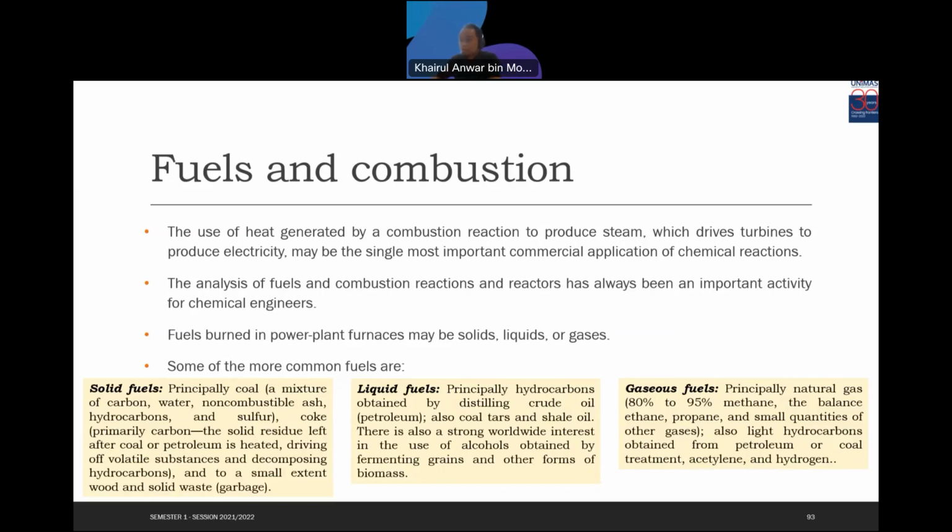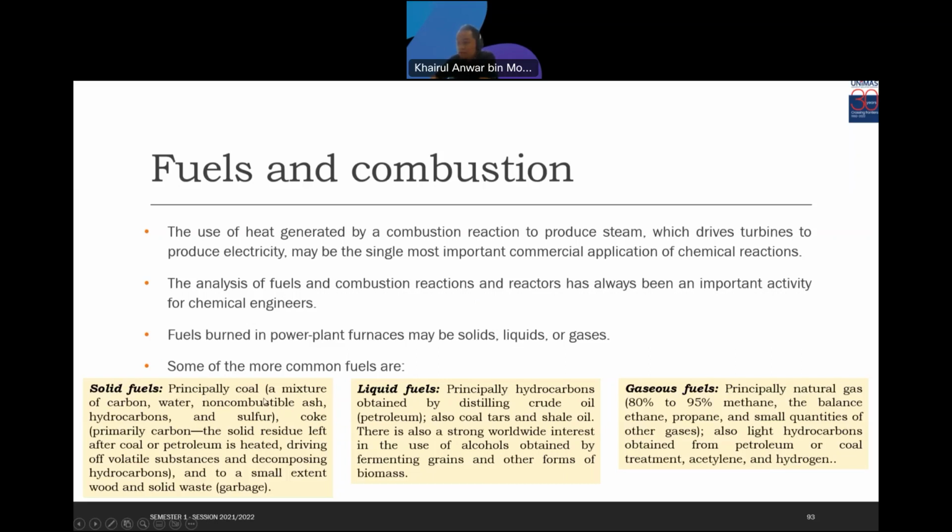Fuel and combustion. The use of heat generated by a combustion reaction to produce steam, which drives a turbine to produce electricity, may be the single most important commercial application of chemical reaction. The analysis of fuel and combustion reactions has always been an important activity for chemical engineers. Fuel burned in a power plant can be in the form of solid, liquid, or gas.